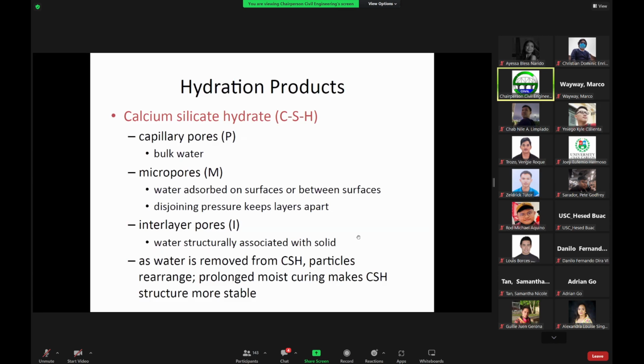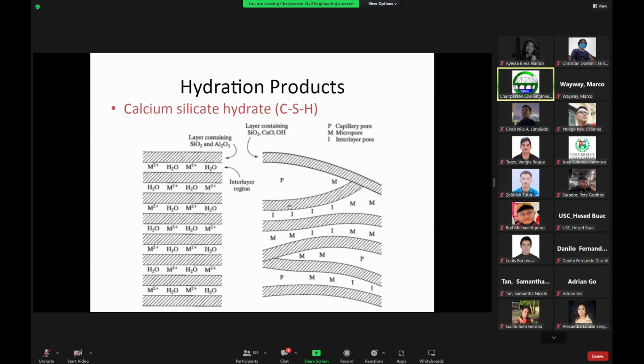And when your calcium silicate hydrate sheets forming this micropore are approaching really closely, they form clay-like interlayer pores that almost bond the sheets together. So here, in your interlayer pore, these sheets are really, really close together, such that any water inside this interlayer pore cannot be easily removed.